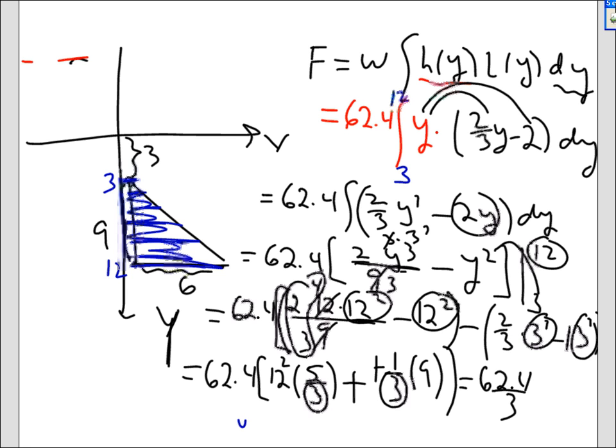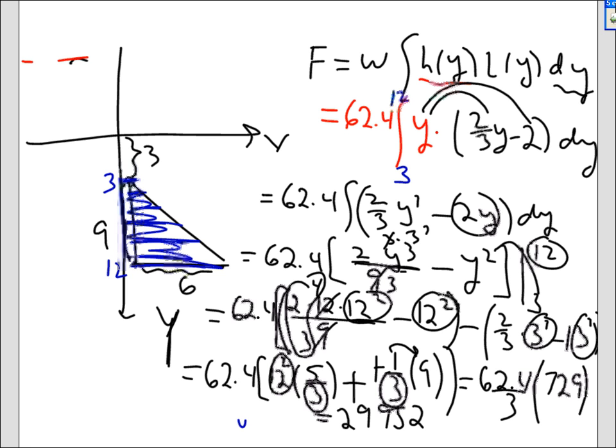62.4 over 3. You have 12 squared is 144 times 5. 720, if I'm not mistaken. Plus 1 times 9. 729. Okay, I got 29,952.